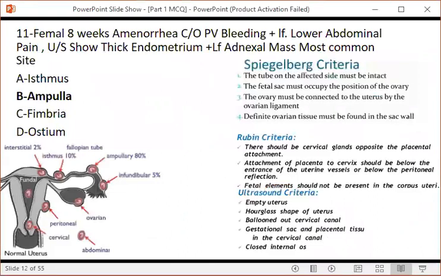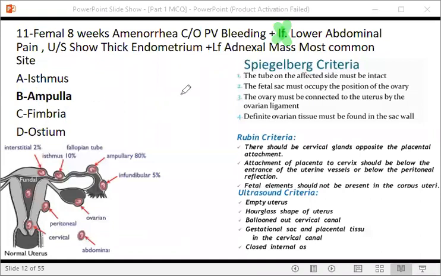Female, 8 weeks amenorrhea, complains of PV bleeding and lower abdominal pain. Anyway, ultrasound shows thick endometrium, left adnexal mass. What is the most common site? The MCQ answers were either isthmus, ampulla, fimbria, or ostium.